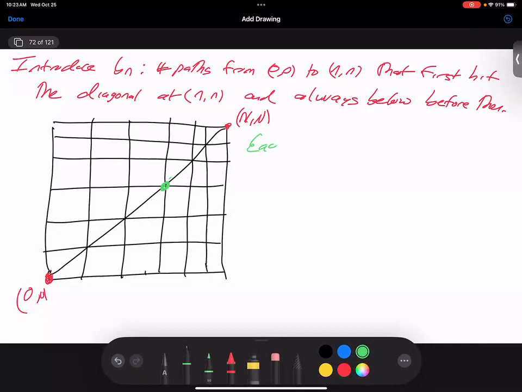So each path has a first hit of the main diagonal. So what does that mean? If this is the first hit, it means I was never on the diagonal before that. What must my first step be? My first step has to be an east step, right? What about my second step? Has to be east. What about my last step? Has to be north. What about my second to last step? Has to be north. Why can't it be east? I would have been on the main diagonal. So it's got to be something like this.